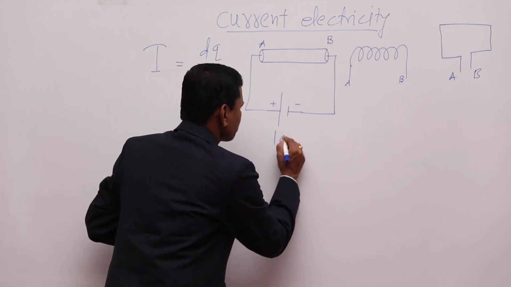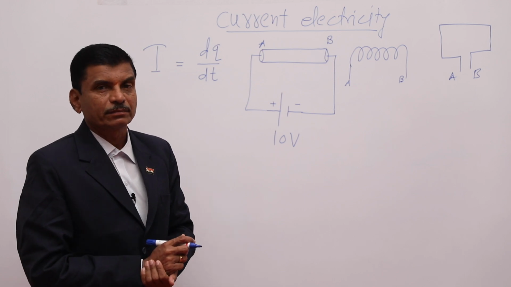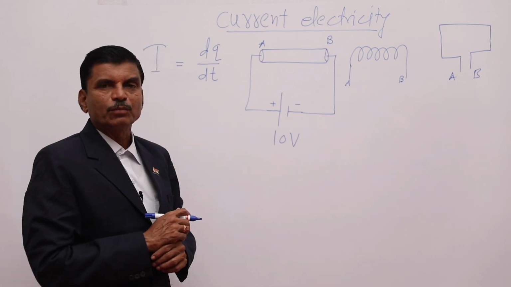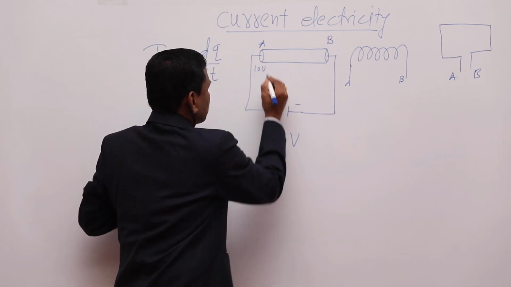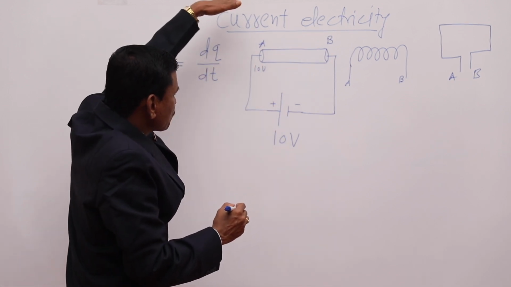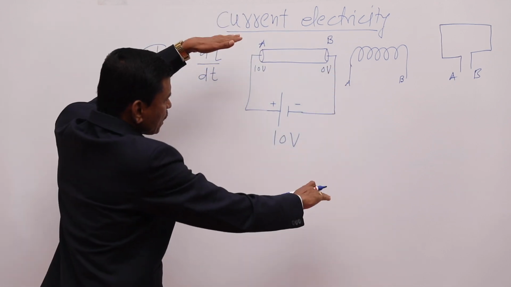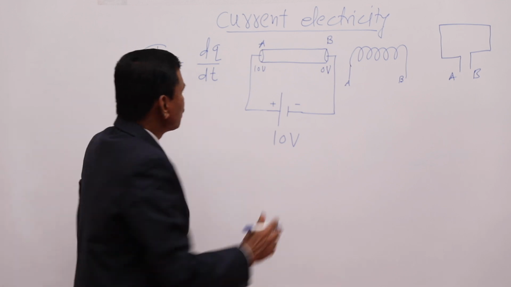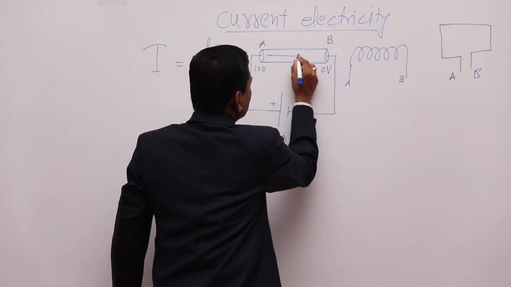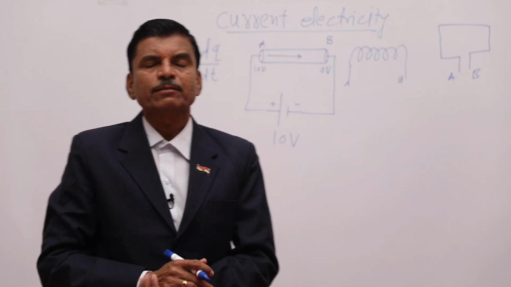Let this battery be of 10 volt. We call it EMF or PD, potential difference. So terminal A goes to 10 volt. Its level increases to 10 volt and terminal B has 0 volt. So there is a potential difference and electric current will flow through it from higher potential to lower potential. So it is a rule of nature.